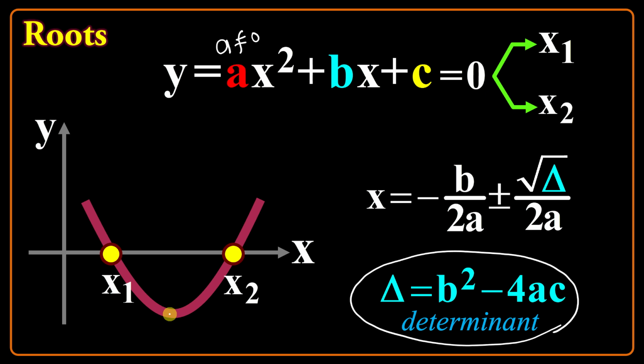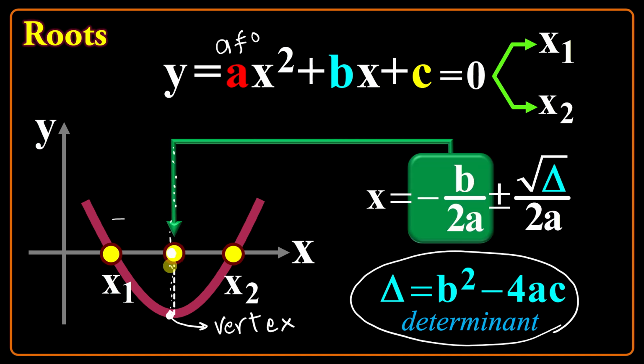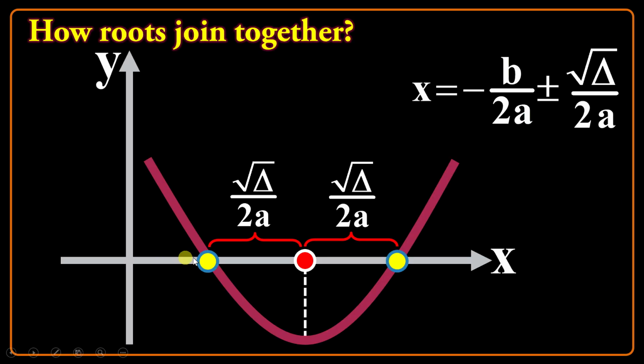Okay, you remember every parabola must have a vertex. And if you draw a vertical line here, this is the axis of symmetry, on which you can fold the parabola, and the left and right sides of the parabola will overlap. The x component of this vertical line, where it passes through the x-axis, will be exactly negative b over 2a. So the distance from this point to each root, left and right, will be the square root of delta over 2a.